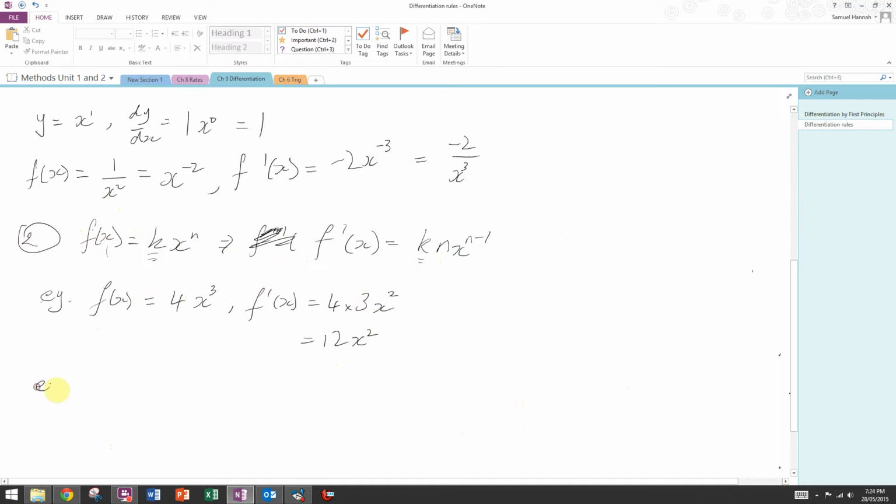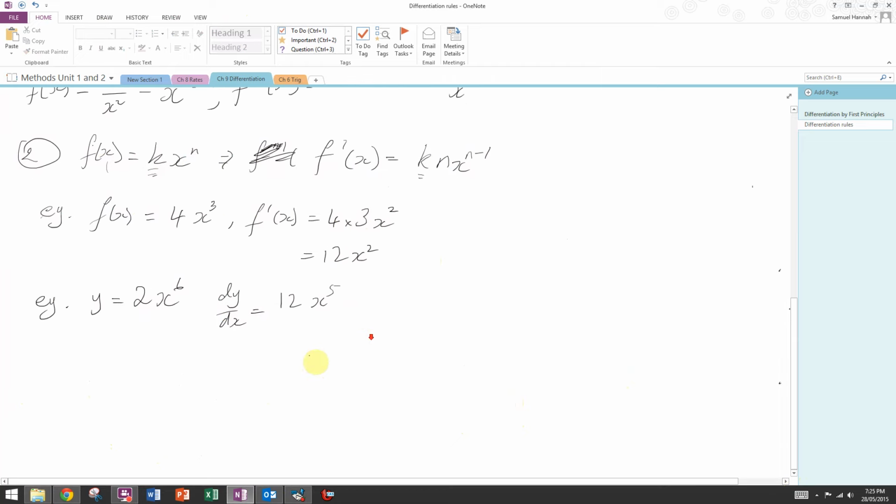Now let me do one more example just to get this fully in your minds. So let's say our function y is 2x to the power 6. That means our derivative function, dy dx, will be 6 times 2, which is 12, x to the power 5, because 5 is 1 less than 6.